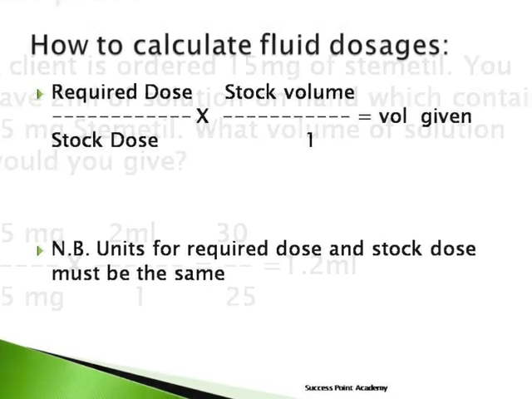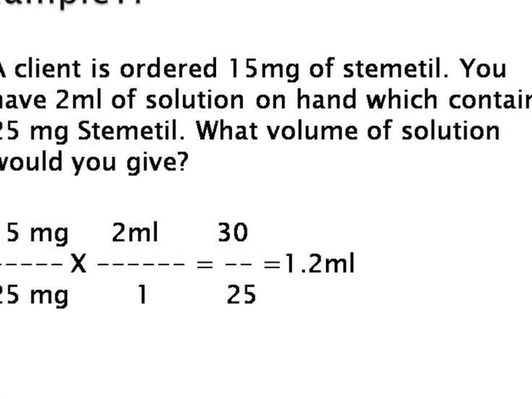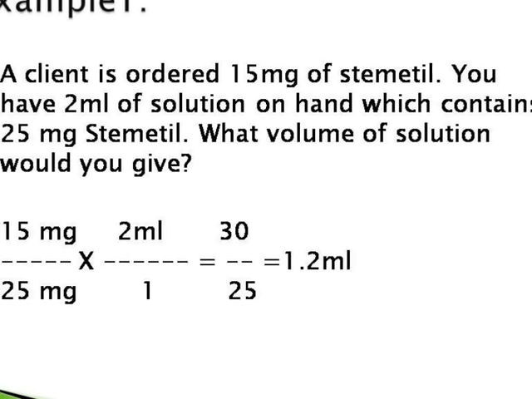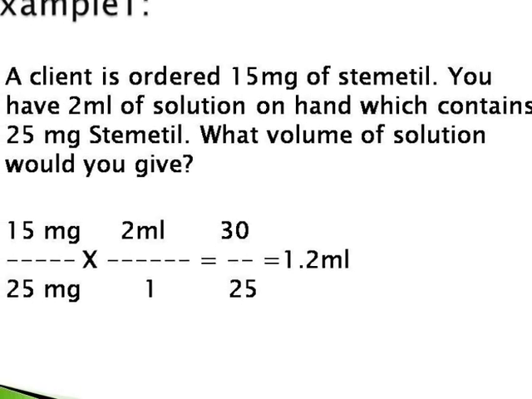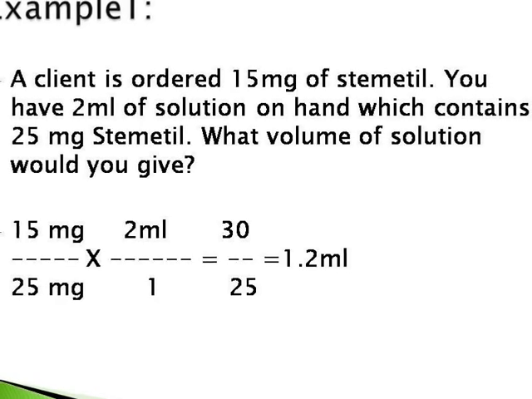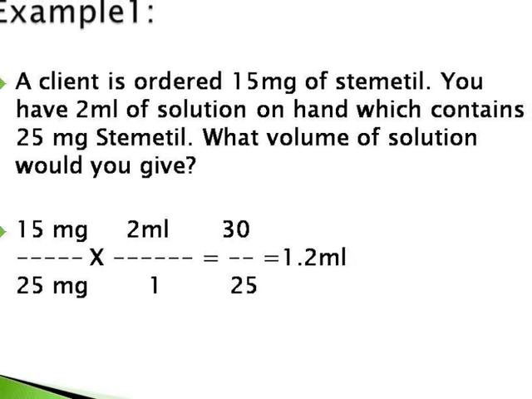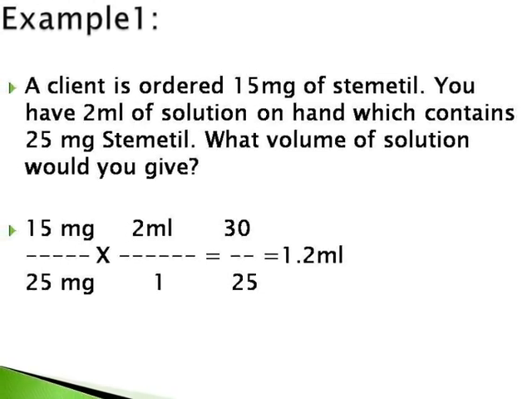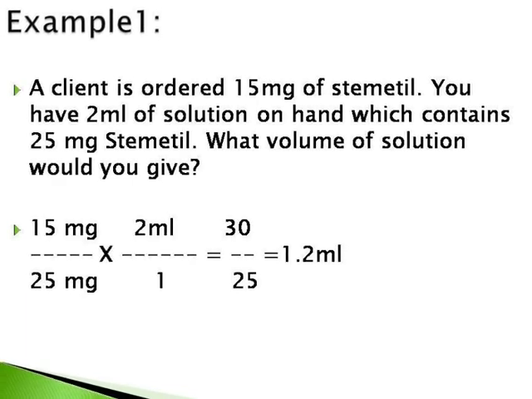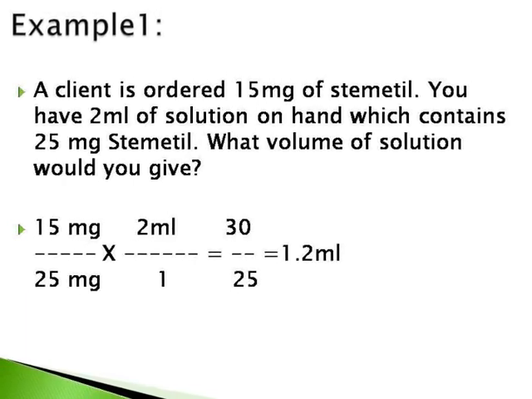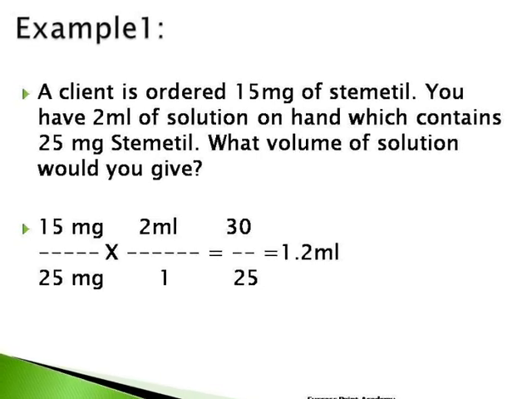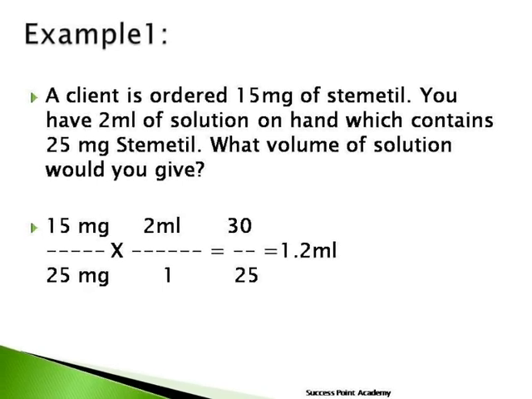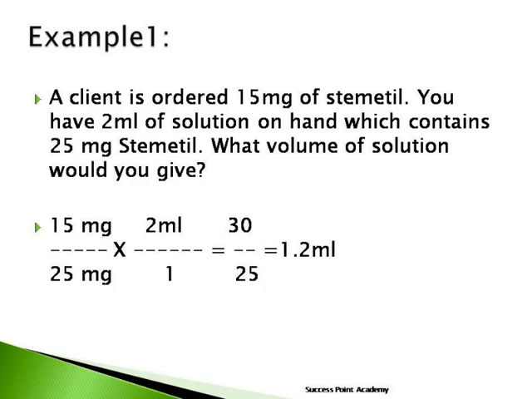For example, a client is ordered 15 mg of streptomycin. You have 2 ml of solution which contains 25 mg of streptomycin. What amount will you give to your patient? Both the available dose and ordered dose are in mg. The stock volume is 2 ml, the stock dose is 25, and the required dose is 15. When you multiply and divide, you get 1.2 ml.